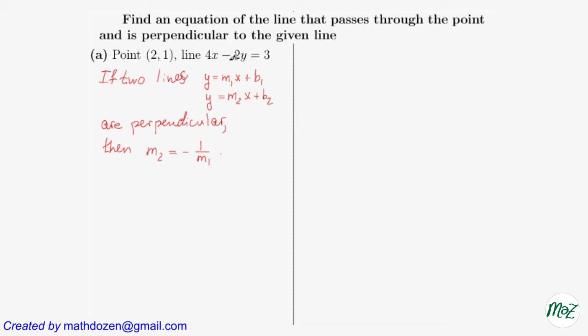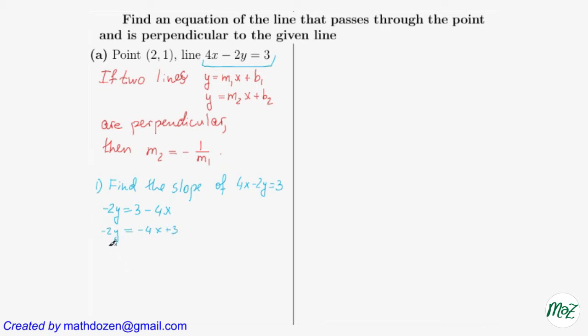So to find the equation of the line that goes through (2, 1) and happens to be perpendicular to the line 4x minus 2y equals 3, we need to find the slope of this line to begin with. That's our first step. To find the slope, we need to solve for y, so we'll subtract 4x from both sides to arrive at negative 2y is equal to 3 minus 4x. Then I will rewrite it as negative 2y is equal to negative 4x plus 3.